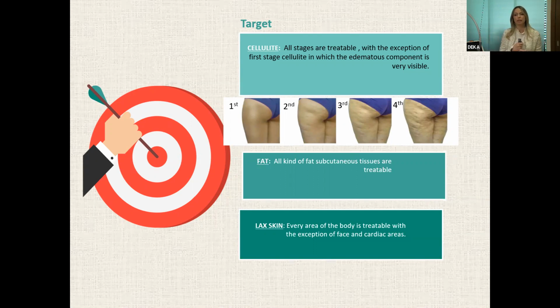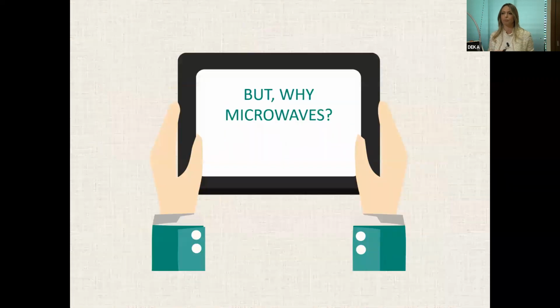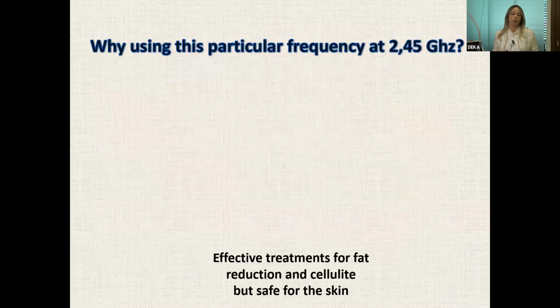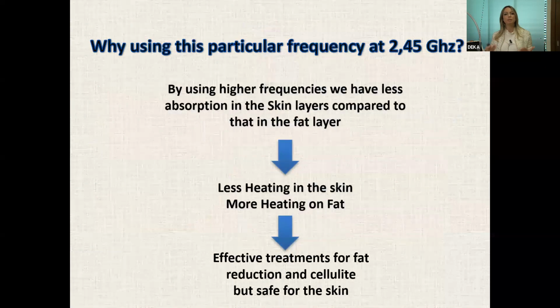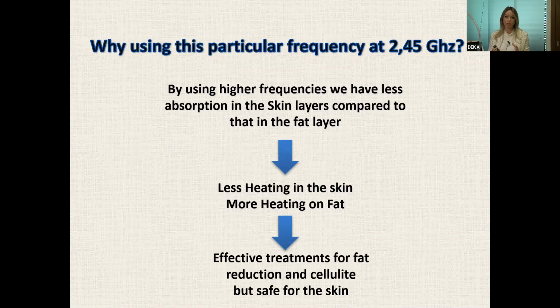For loose skin, we always perform a tightening treatment, always, as a positive side effect, because we are going to hit even the collagen fibers. But why microwaves? Because we have seen that by using this particular frequency at 2.45 gigahertz, we are able to skip the skin and go down into the fat layer. So we can really heat the fat, skipping the skin. It means that we can have very good results in fat reduction, but a very safe treatment for the skin.